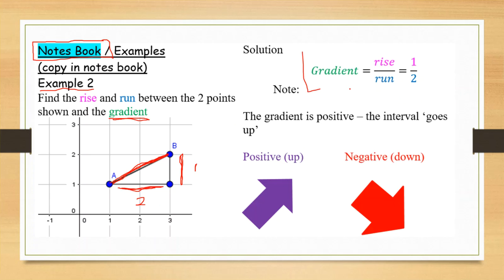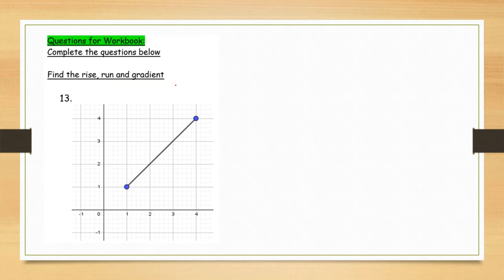So you can see up here. Gradient, rise over run, 1 over 2. So we have vertical over horizontal. It's worth noting here that when the slope of a line goes up, so imagine you're driving up a driveway, it has a positive gradient. If it's going down, you have a negative gradient. Questions.